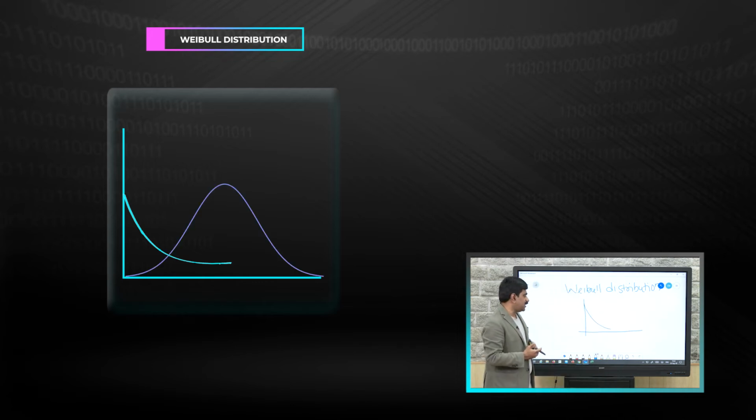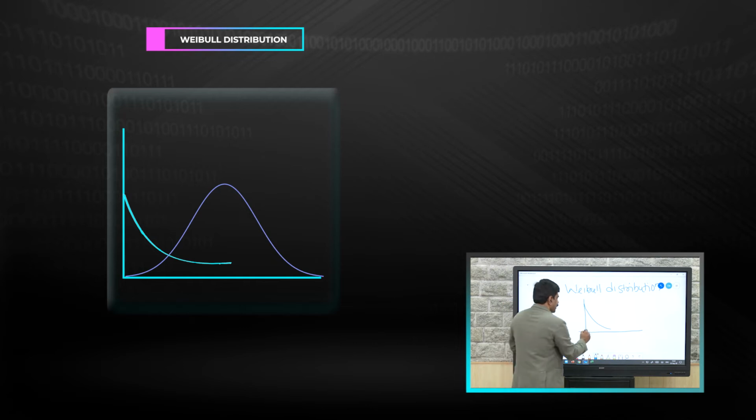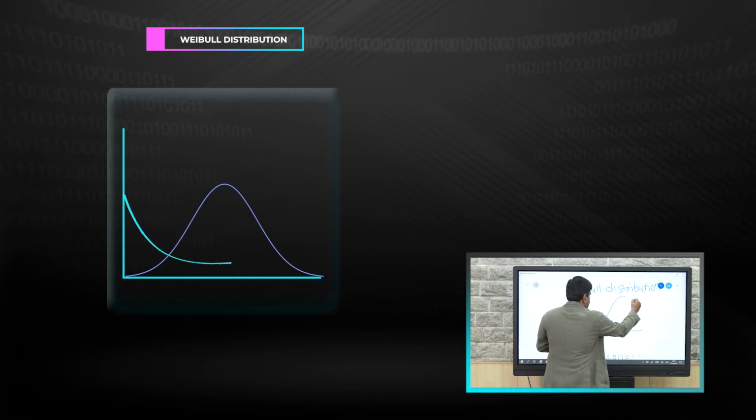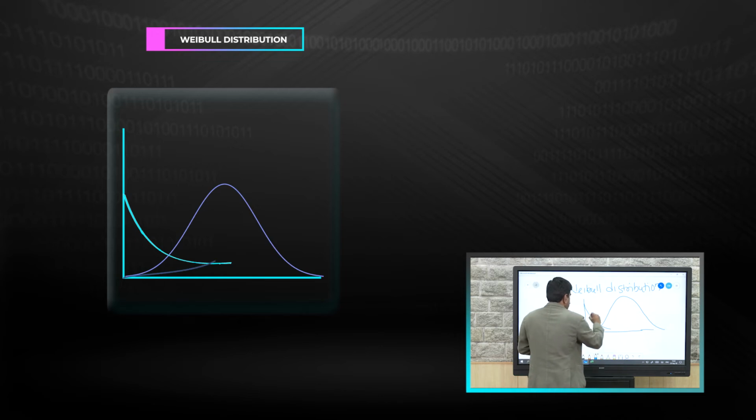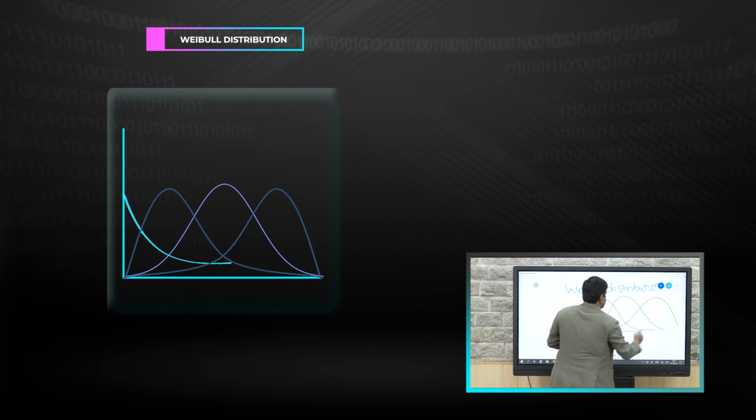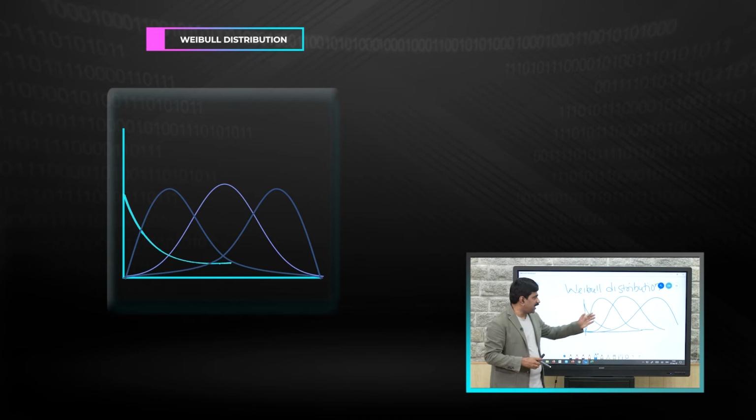Whenever the shape parameter is greater than 3, it will be more like a normal distribution, that is a symmetrical shape, and when it is less than 1 or greater than 1, it takes some kind of skewed form. So, it can have a shape something like this or shape something like that. So, here the different shapes of the distribution are captured by the shape parameter.